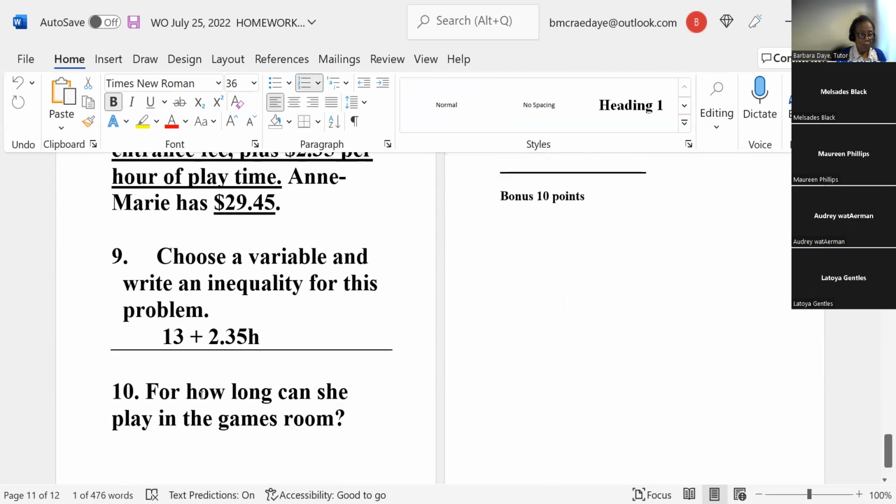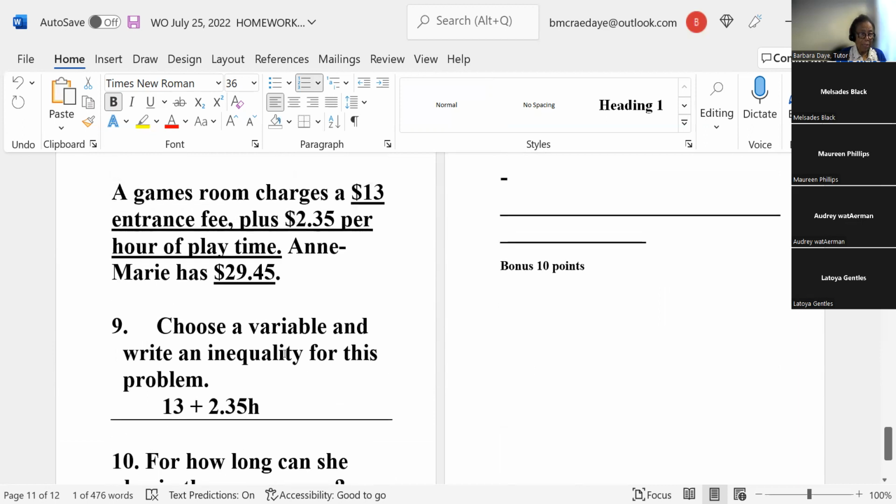So the $13 fixed fee plus her 2.35 variable based on the number of hours, that has to be less than or equal to what, Audrey? What amount? 29.45. That's the inequality. The $13 interest fee plus the $2.35 per hour. So that's times the number of hours. We'll just use an H for the number of hours. That cannot exceed what she has, $29.45.